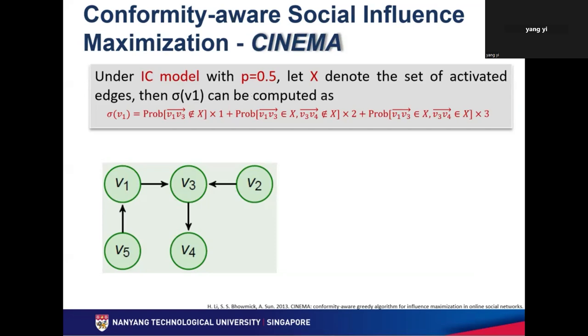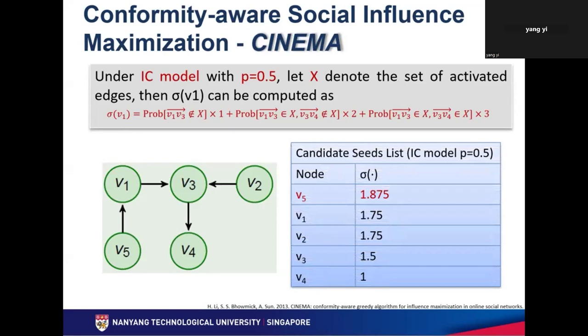as this equation. Recall that sigma V1 is the expectation of influence of V1, right? For expectation, we have to consider whether V3 is activated or not. If V3 is activated, then whether V4 is activated or not. All this probability times the influence for this probability world. So sigma V1 can be calculated following that equation. And for V1, V2, V3, V4, V5, if we follow the same equation, we can get such kind of result. Suppose we have an IM problem with k equal to 1, we have to select V5 as the seed node.